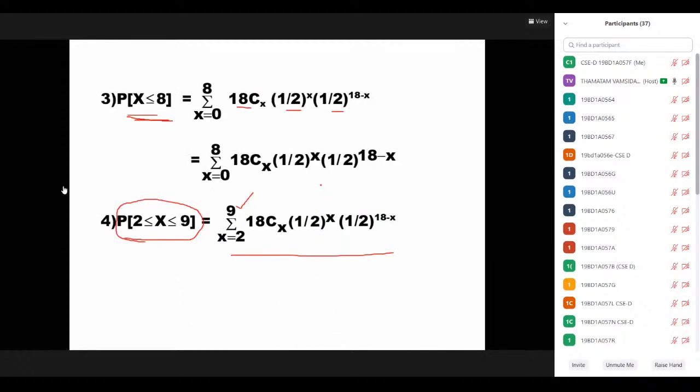And also remember 2 points. What is the mean of the binomial distribution? Mean of the binomial distribution is NP. What is the variance of the binomial distribution? Anyone respond in the chat box? The mean of the binomial distribution is NP, and the variance is NPQ. Very good. Variance is NPQ.